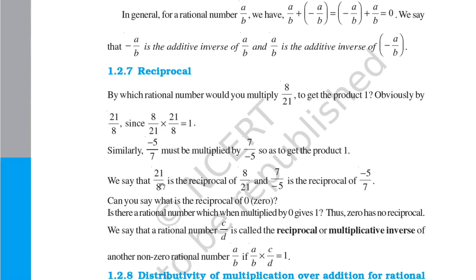We say that 21 by 8 is the reciprocal of 8 by 21, and 7 by minus 5 is the reciprocal of minus 5 by 7. Can you say what the reciprocal of 0 is? Is there a rational number which when multiplied by 0 gives 1? Thus 0 has no reciprocal. We say that a rational number c by d is called the reciprocal or multiplicative inverse of another non-zero rational number a by b if a by b into c by d is equal to 1.